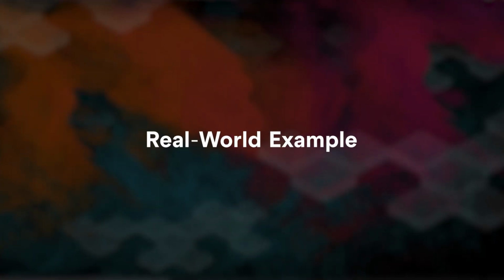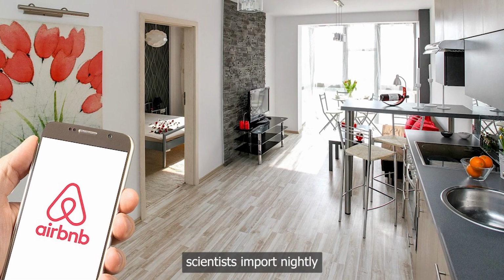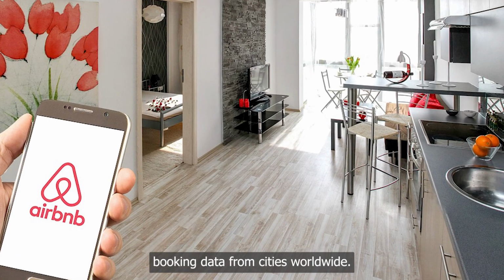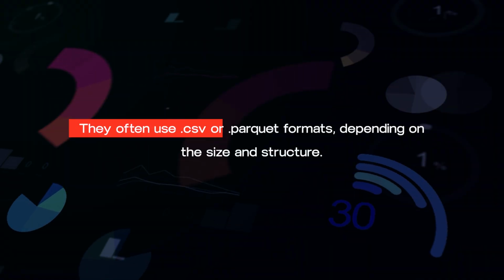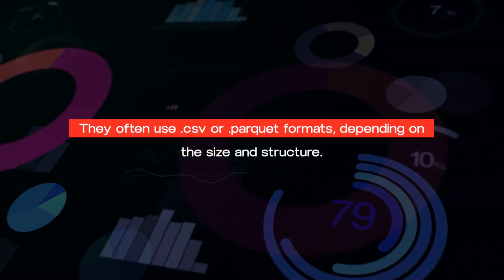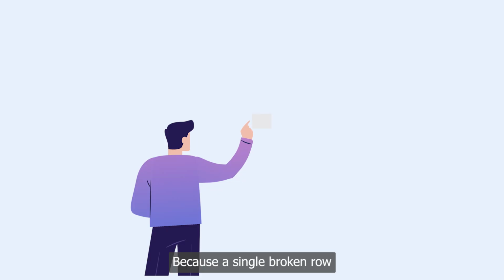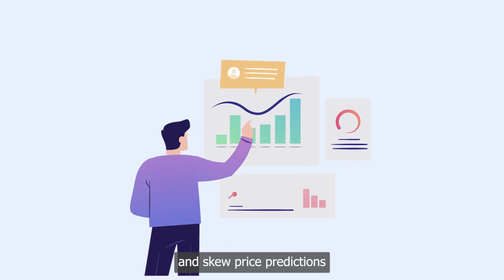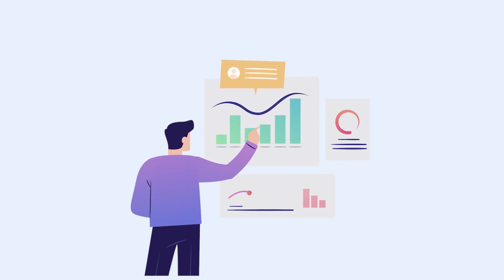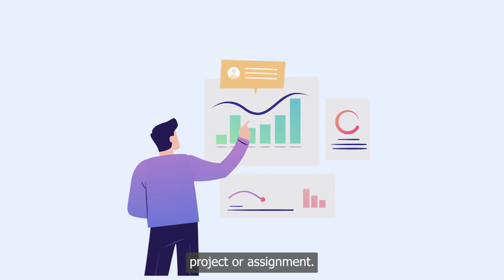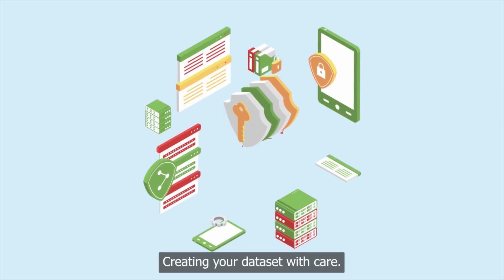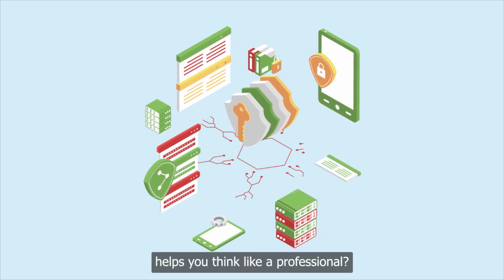Real world example. At Airbnb, data scientists import nightly booking data from cities worldwide. They often use .csv or .parquet formats, depending on the size and structure. The key part: they always check for duplicates, missing columns, or errors immediately after import, because a single broken row can skew price predictions or availability models. Even in your class project or assignment, treating your dataset with care helps you think like a professional.